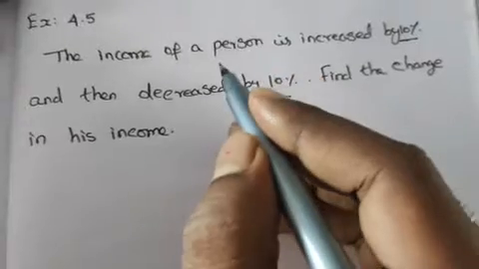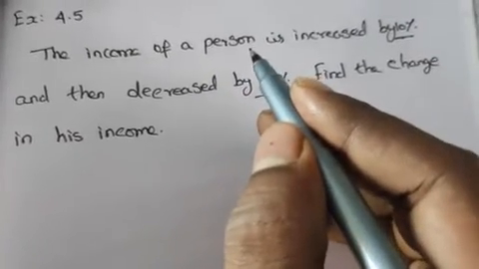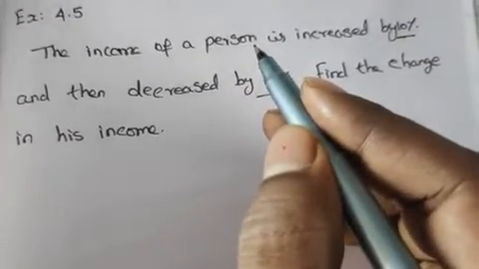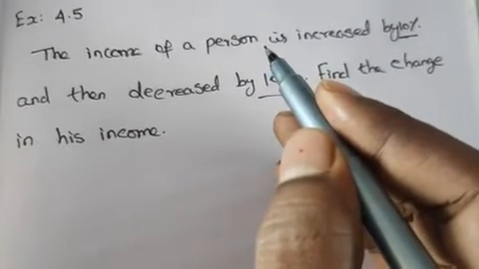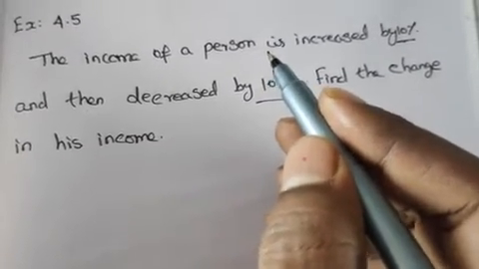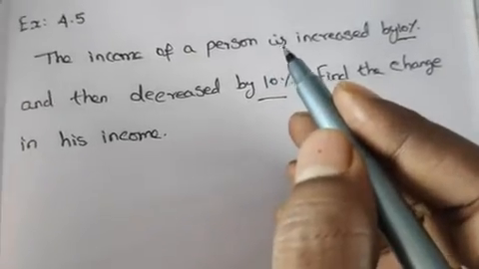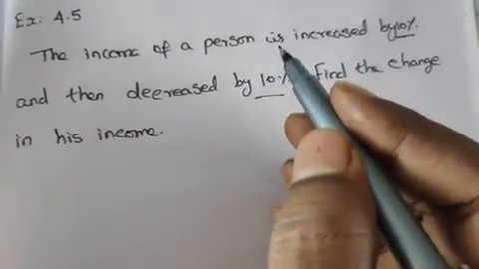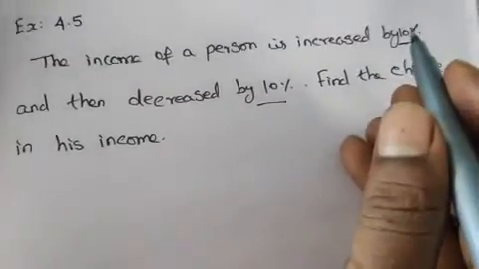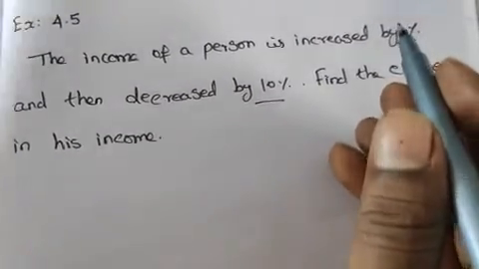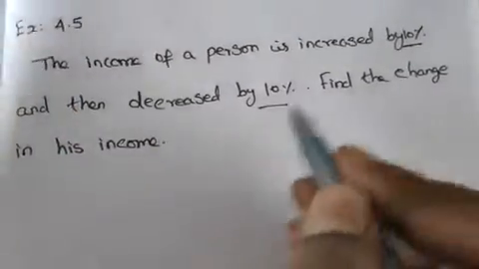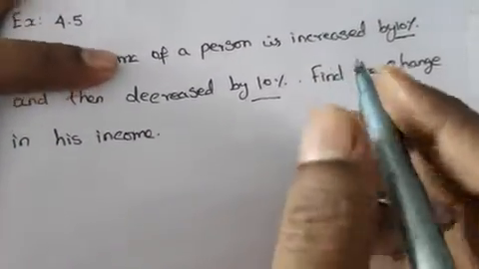We don't know what the income of the person is. Therefore, it can be any number. For example, 100 rupees or 1000 rupees, 1 lakh. It can be anything. But the income is increased by 10% first. Then the increased amount is decreased by 10%. Then find the change in his income.